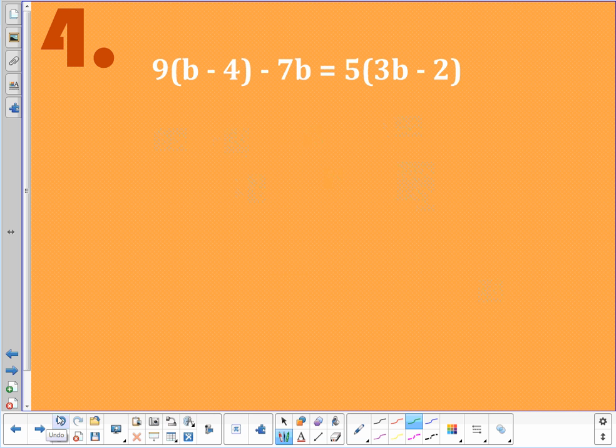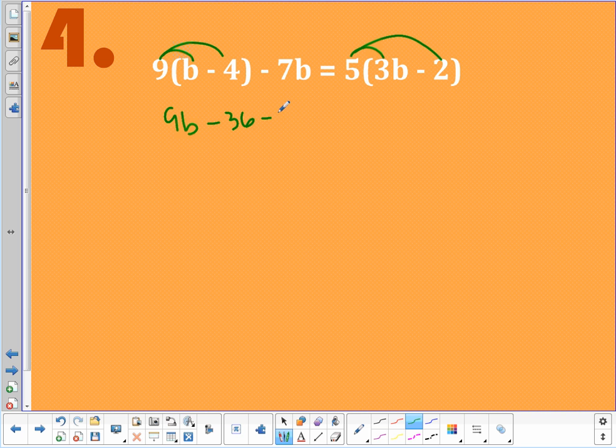Last practice question from yesterday. So we have 9 times the quantity b minus 4 minus 7b is equal to 5 times the quantity 3b minus 2. Okay, so first thing, distribute the 9 to both parts. And also distributing the 5 to both parts on that side. So over here, 9 times b gives me 9b. 9 times negative 4 gives me negative 36.